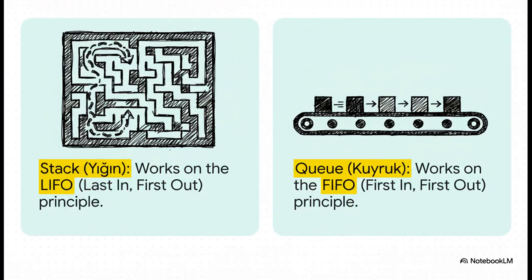If your problem involves reversing things, or backtracking, or undoing an action, think of that undo button, you're almost certainly looking at a stack. But if your problem is about processing things in the exact order they showed up, like a to-do list or a print queue, that's a job for a queue.